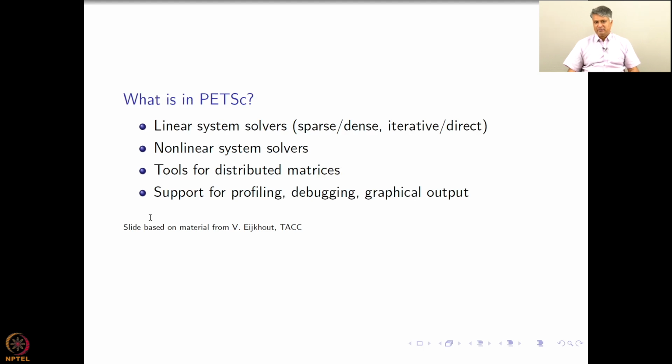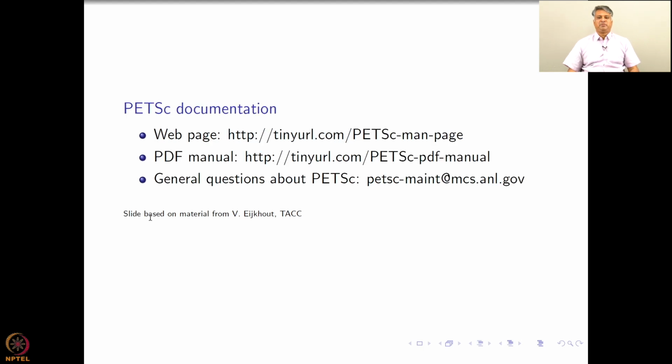So what is there in PETSc? It essentially has a bunch of linear system solvers, both for sparse and dense matrix. It also has techniques, both iterative and direct. It has support for nonlinear system solvers. It has tools for distributed matrices, and it supports profiling, debugging, and a graphical output. A lot of the PETSc documentation is available on the web page, and you can also get the PDF manual over here.